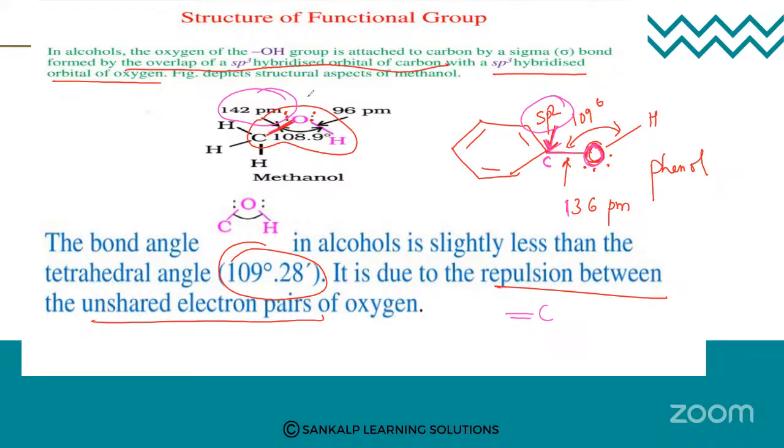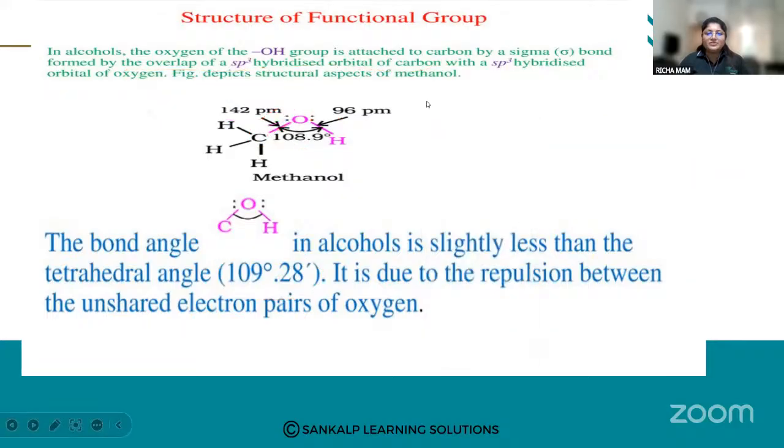Both structures, of the alcohol and the phenol, are very important, so please go through this and remember what has been told. If the question is asked why the bond angle in alcohol is slightly less than the tetrahedral angle, the answer is the repulsion between the unshared pairs of electrons of the oxygen. Yes, fine. Moving further.